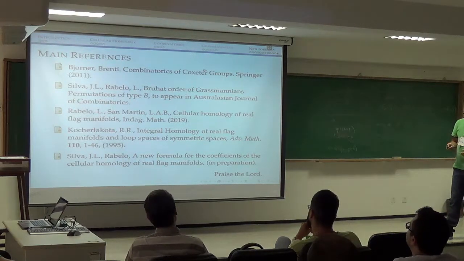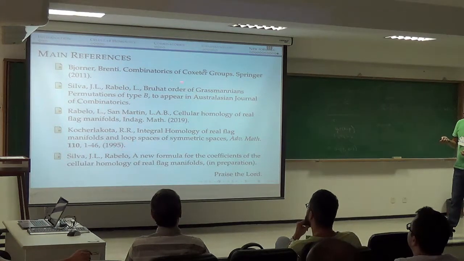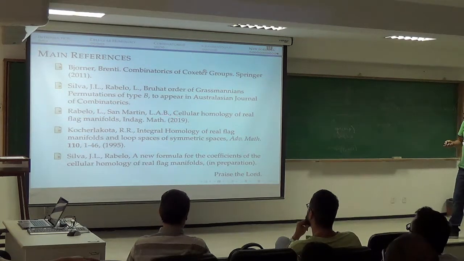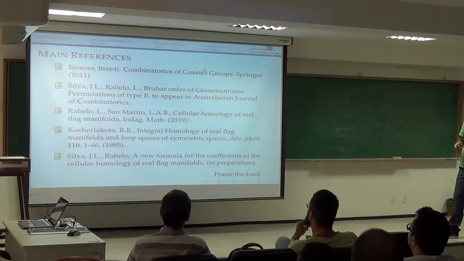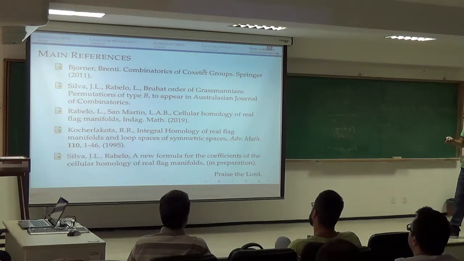So, a major reference about combinatorics: there is this very nice book of John and Brent, Combinatorics of Coxeter Groups. And the main results of my thesis were published this year with Saint-Martin, with the first results about cellular homology.